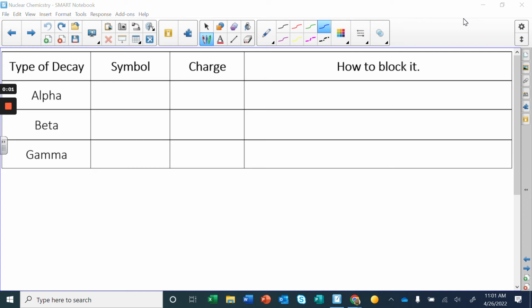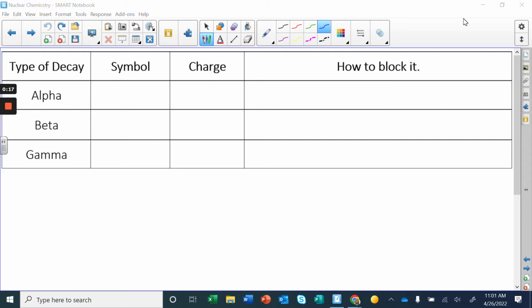Alright guys, so let's go ahead and fill in this data table since we just got done taking our notes over different types of radiation or nuclear decays. Let's make a table that gives us a little bit of a cheat sheet. So let's start with alpha.